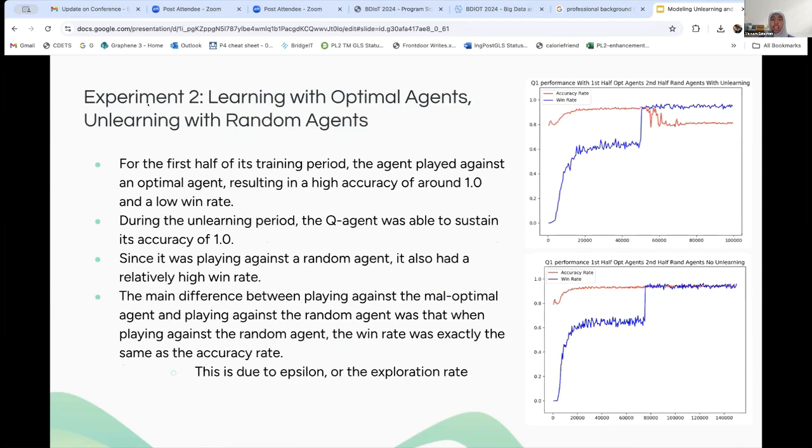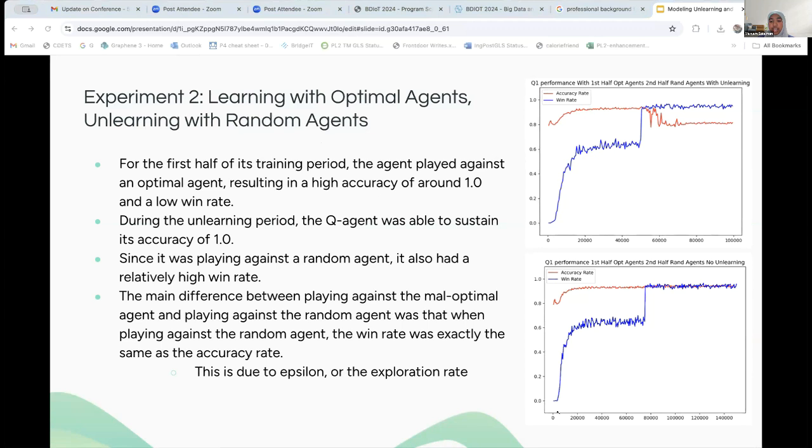In our second experiment, we had a learning phase with optimal agents and an unlearning phase with random agents. When it plays against the optimal agent in the first half, it has a high accuracy of around 1 and a low win rate. During the unlearning period, the Q agent is able to sustain its accuracy of 1. Since it's playing against a random agent, it also has a relatively high win rate. The main difference between playing against the maloptimal agent and playing against the random agent, so essentially between our experiment 1 and experiment 2, is that when playing against the random agent, the win rate is exactly the same as the accuracy rate.